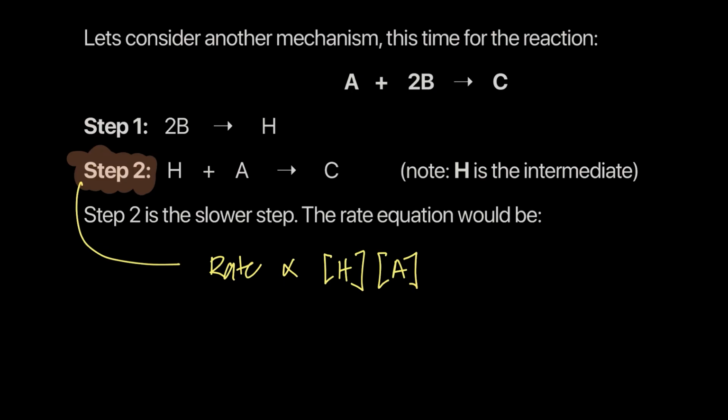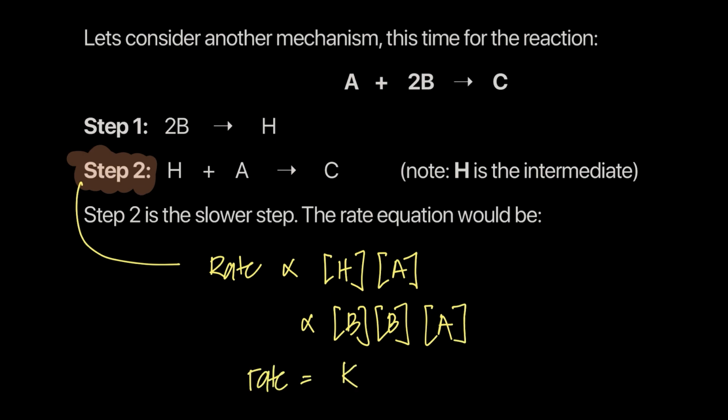But H is an intermediate whose concentration depends on the rate of the first step. And I want it in terms of my reactants. So which reactants are responsible for making H? I look at H, I see two B's are responsible for making H. So that means B into B will make H. So my rate equation then becomes k into B squared into A, or A into B squared, however you like to write it. But this is if step 2 is slower.